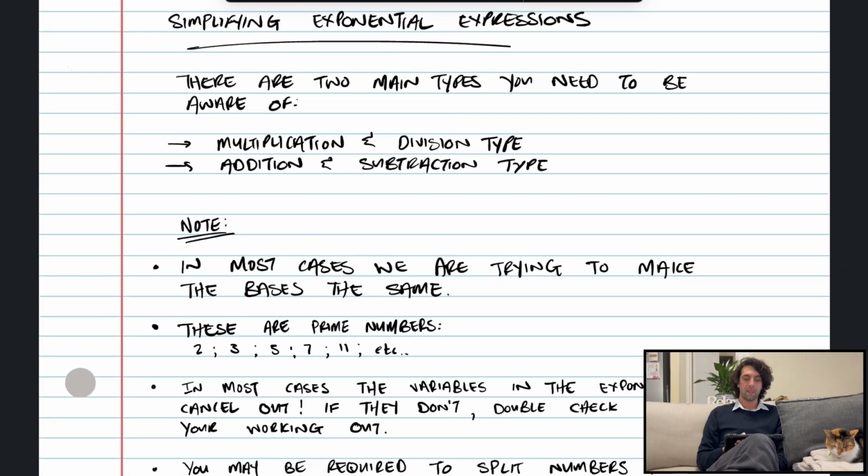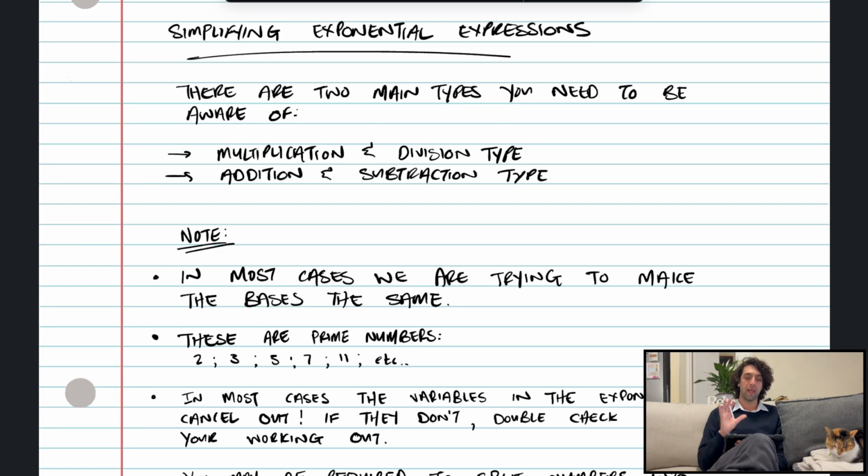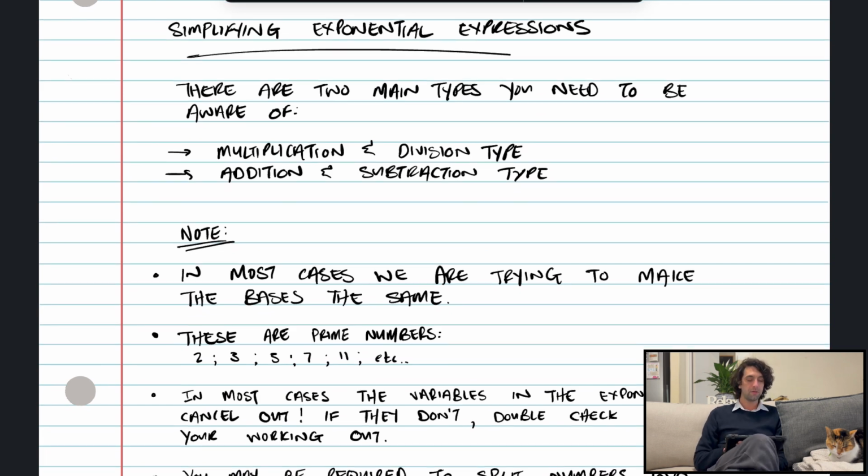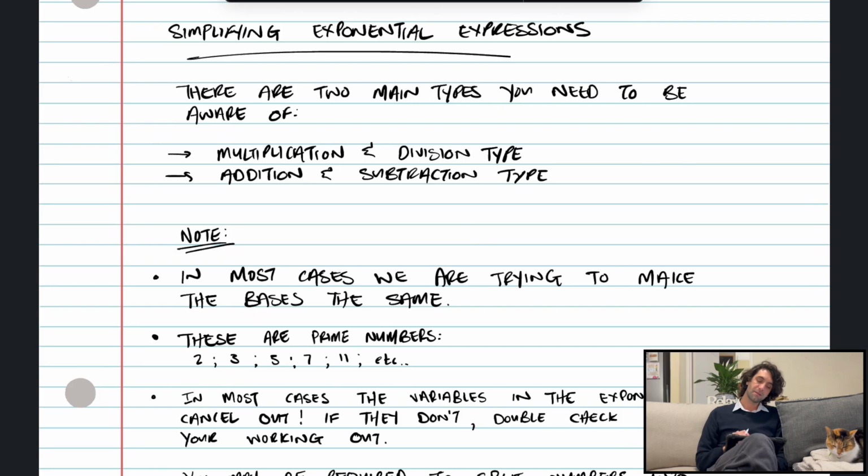So, there are basically 2 main types of exponential expressions that you need to know or be aware of. The first type is what we call the multiplication and division type. Those, in my opinion, are the easier ones. And then we also have the addition and subtraction types.